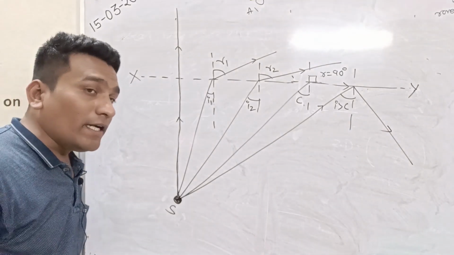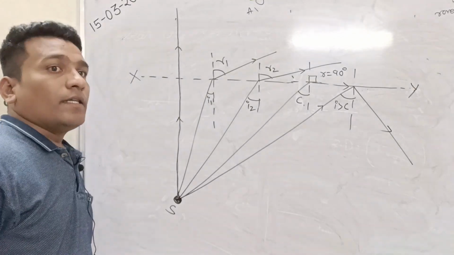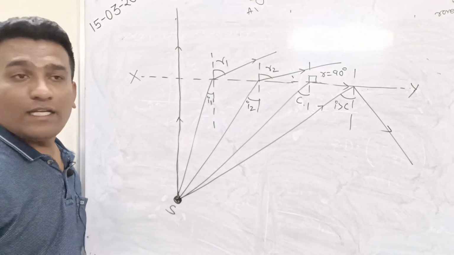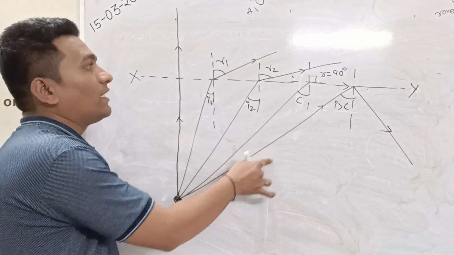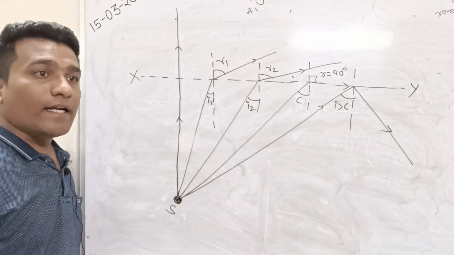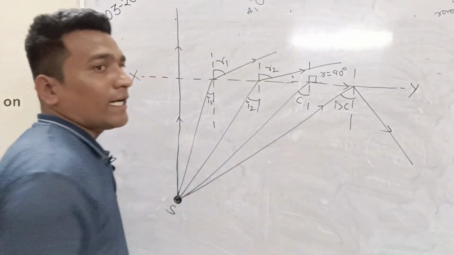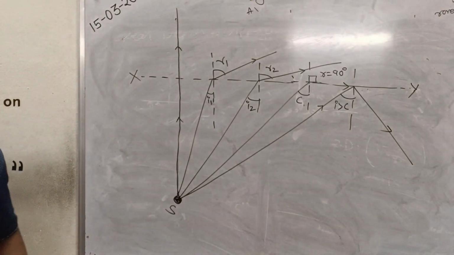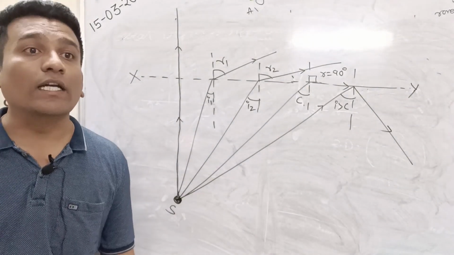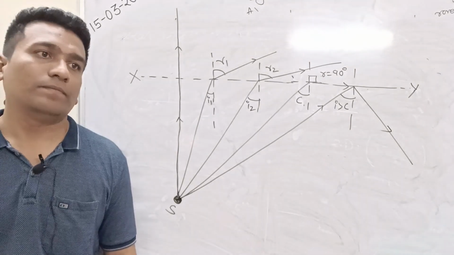So for total internal reflection to occur, there are two conditions. First condition is the light ray should travel from denser to rarer, and second condition is the angle of incidence should be greater than the critical angle. So these are two main conditions for total internal reflection to occur. Read out?